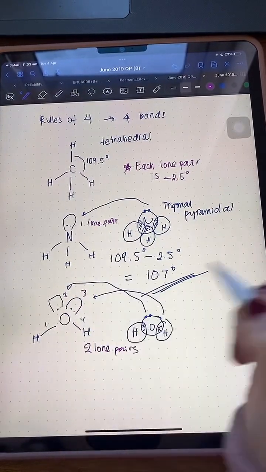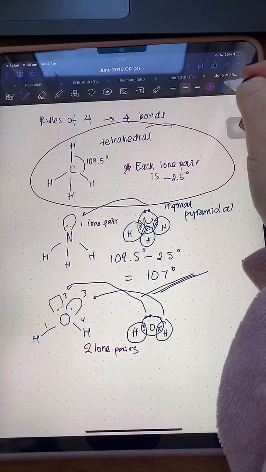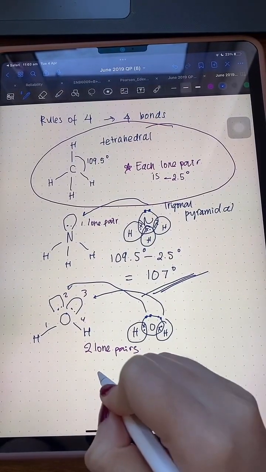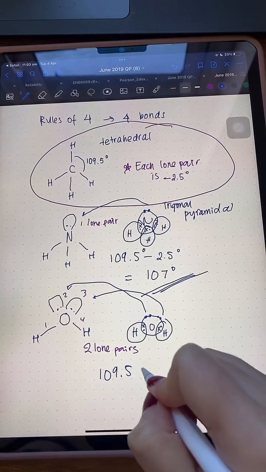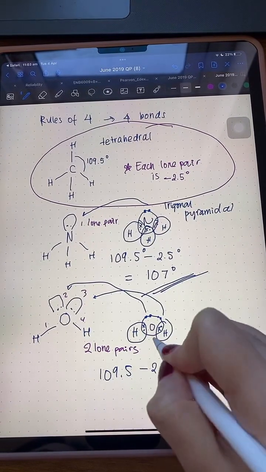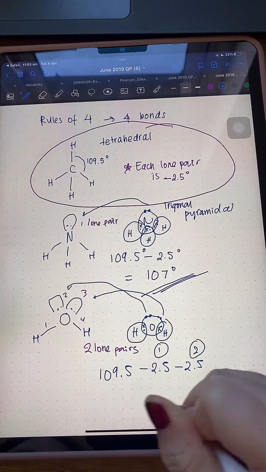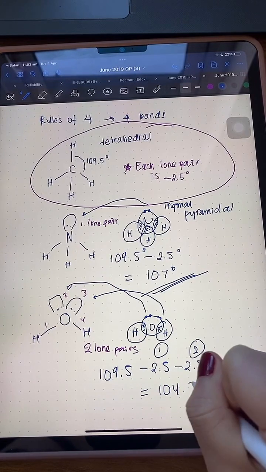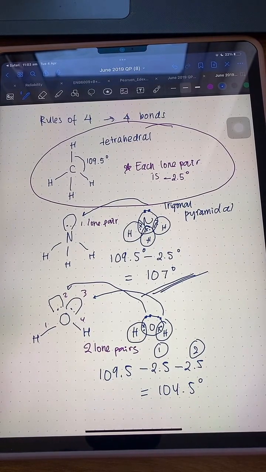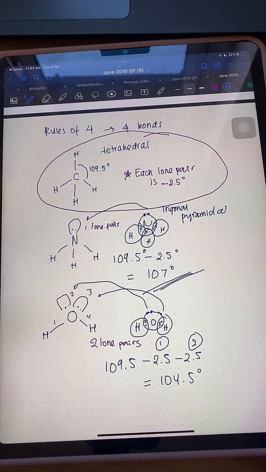So we'll base it off of this one again. That means your bond angle will be 109.5 minus 2.5 minus 2.5. This is for lone pair number 1, lone pair number 2. And you get 104.5. That's it. It's super simple. So you can base it off of the rules of 4 here.